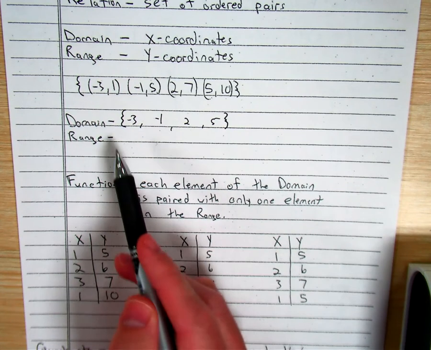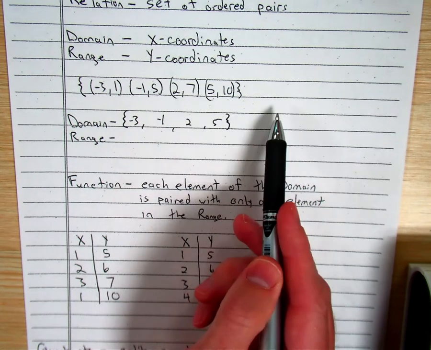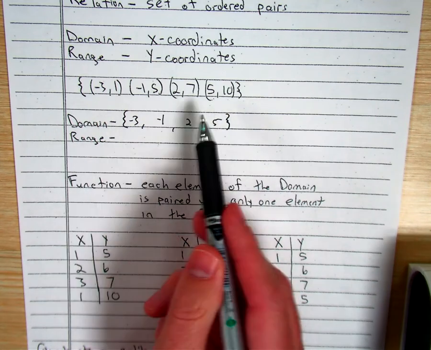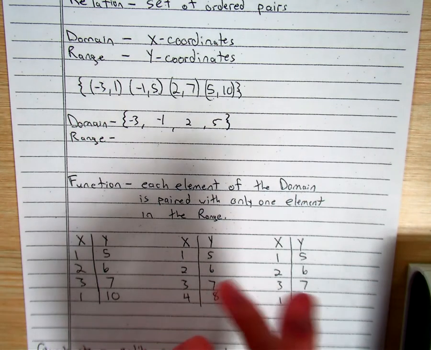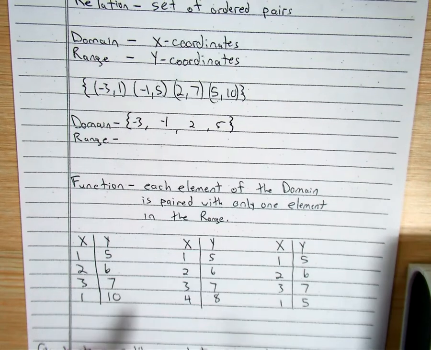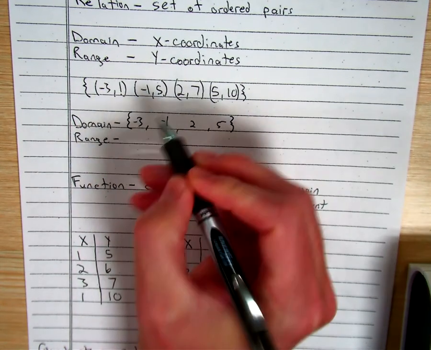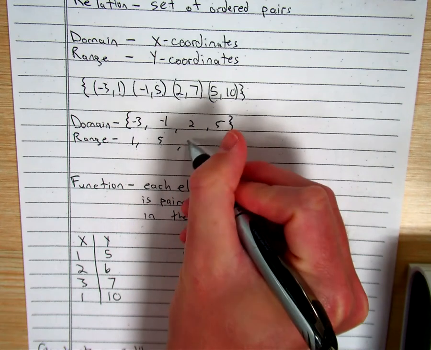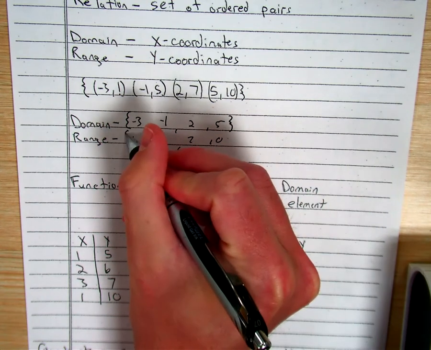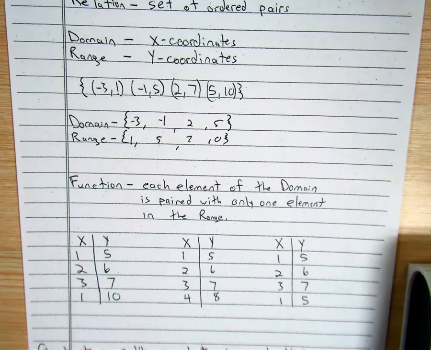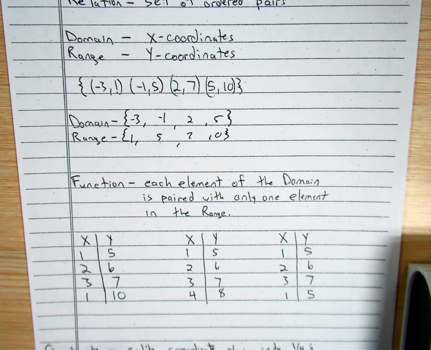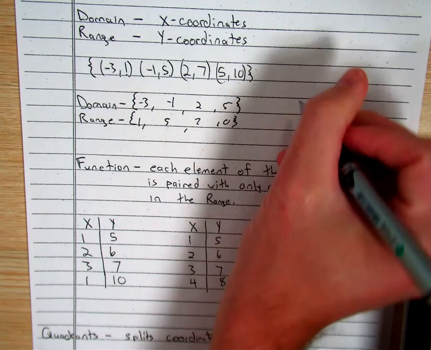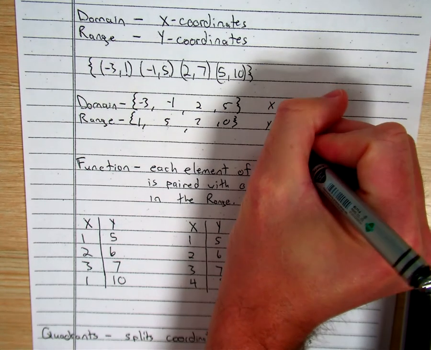Range, that's going to be the y values that we use. And again, these go in order, so they're already going to be in numerical order. But sometimes they're going to be scrambled. If you want to rearrange them and put them in numerical order, that's great. You don't have to. You can just go left to right, whatever works for you. So we got 1 that we're using for a y value, 5, 7, and 10. If you want to put the fancy set notation brackets around them, you can. Okay, so that's domain and range. These are basically your x's. These are basically your y's.